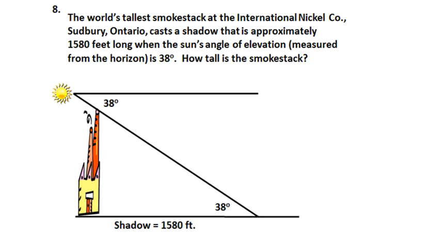Next, this one here, 8. You have a cast shadow, and we have the sun's angle of elevation. And so this is the angle of elevation from the tip of the shadow up to the sun, crossing the tip of the smokestack.